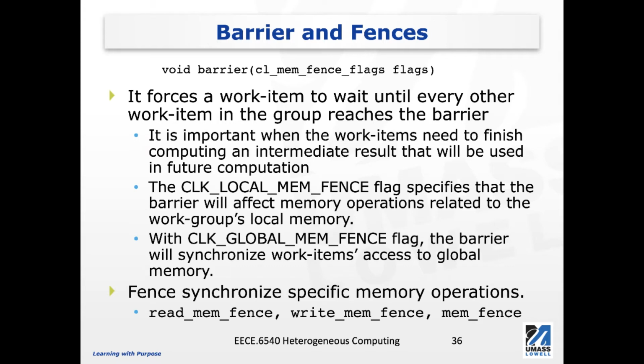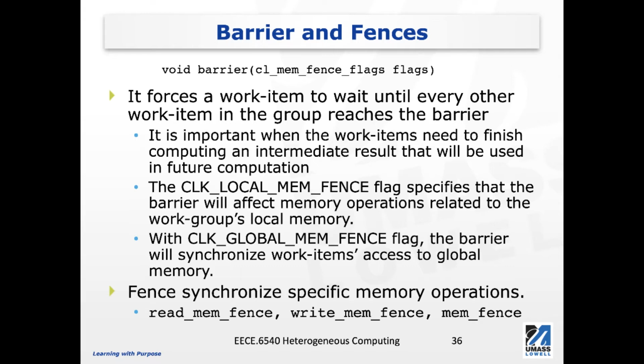We can use barrier built-in function to synchronize work items in a group. Using barrier, we can force a work item to wait until every other work item in the same group reaches the barrier. This is useful when work items need to finish computing an intermediate result that will be used in the future computation. We have options of using local memory fence and global memory fence.